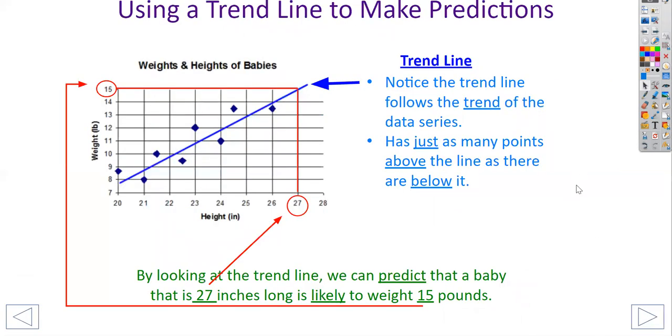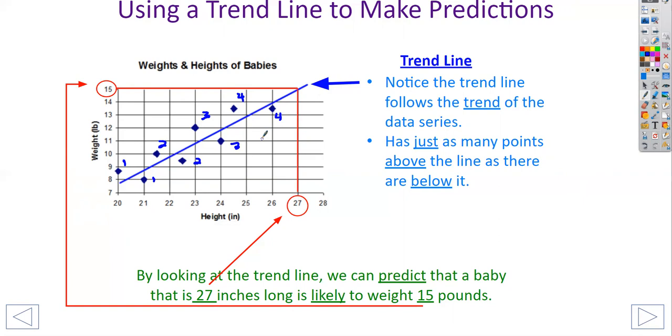How do I use a trend line to make predictions? We went over this exact problem last week, but let's talk about it again. So the way they drew this trend line is you'll notice that there are 1, 2, 3, 4 dots on top of the trend line, and there are 1, 2, 3, 4 dots below the trend line. So they did a pretty good job of drawing this trend line.